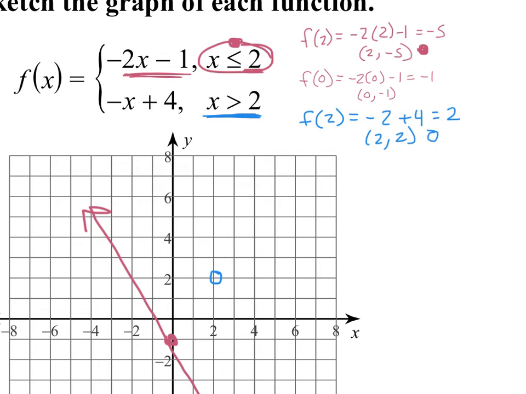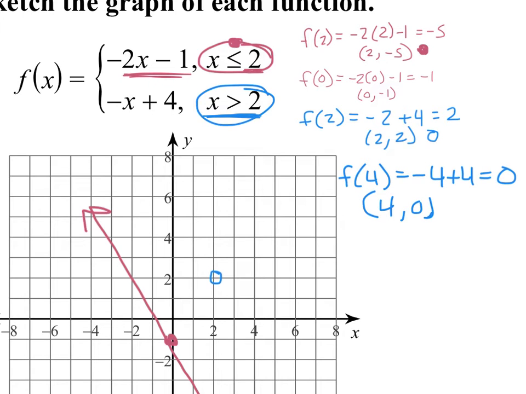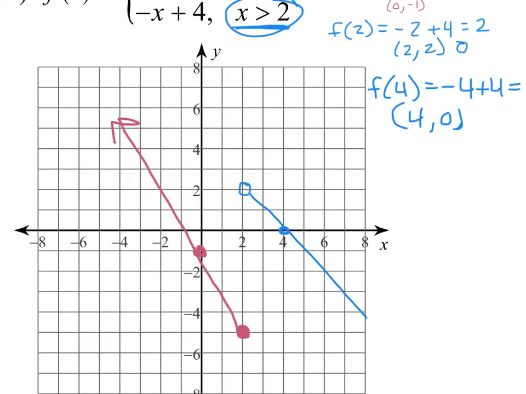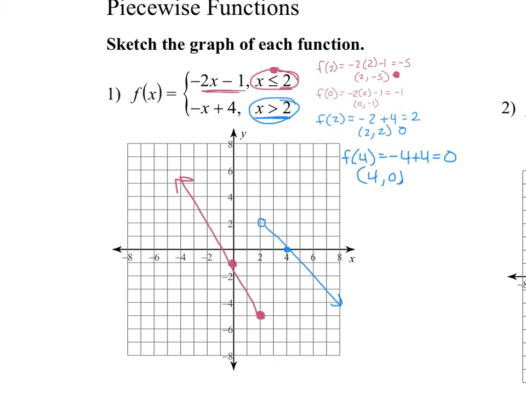Now we need another point that satisfies this inequality to see where our graph is going. So we're going to plug in some number that's greater than 2. We can plug in 4. So we have -4 plus 4. This gives us 0. So when x is 4, y is 0. So we're going to go to the right 4 and stay at 0. And then our graph just goes through these 2 points here. So that's our piecewise function for number 1.